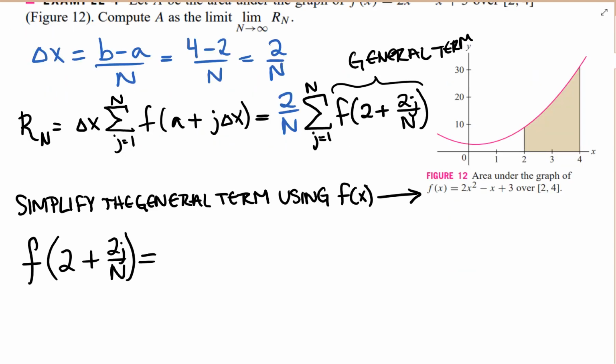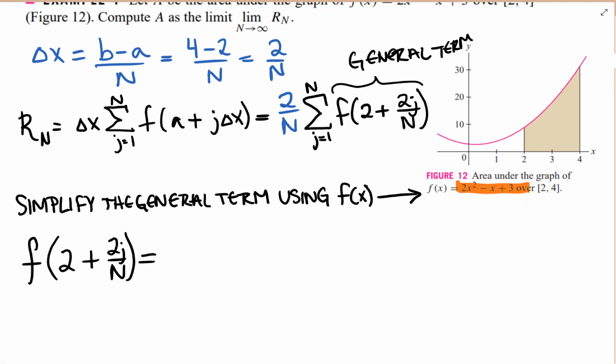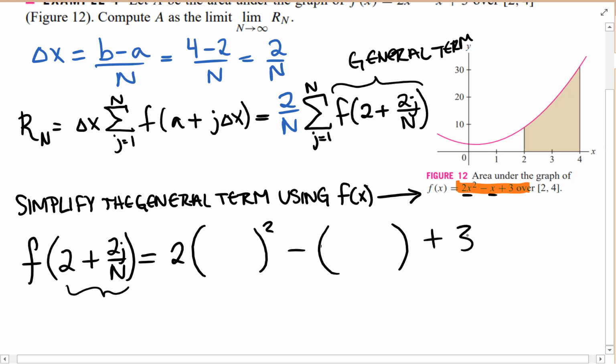And we're going to simplify the general term by using f of x equals 2x squared minus x plus 3. So if we are evaluating f of 2 plus 2j over n, then each input x will be replaced with 2 plus 2j over n. So first we'll do 2 times the input squared minus the input plus 3.